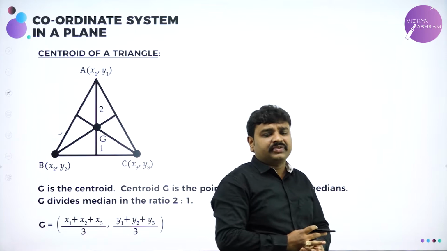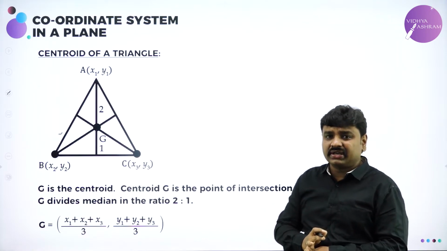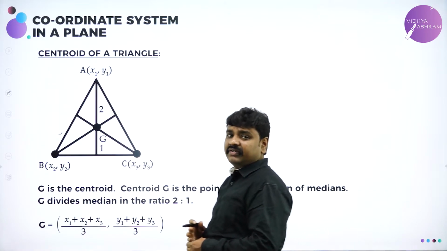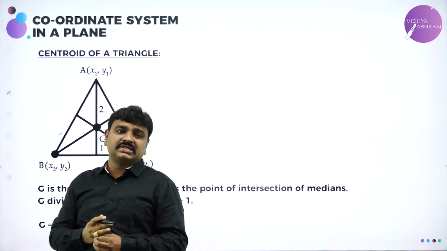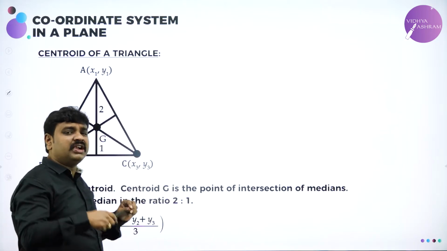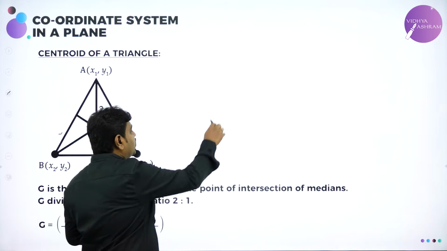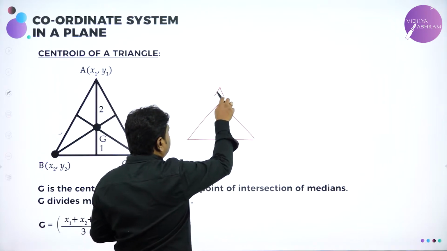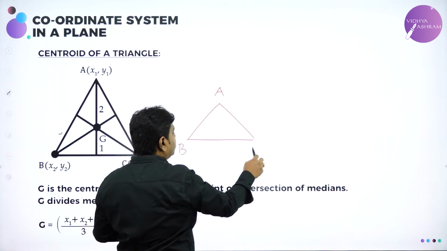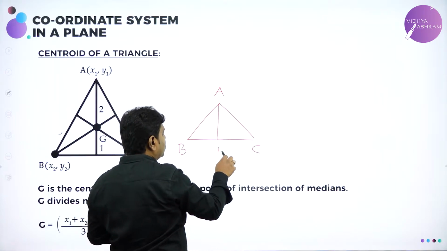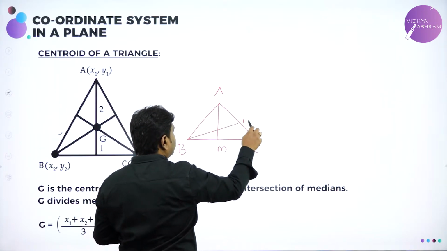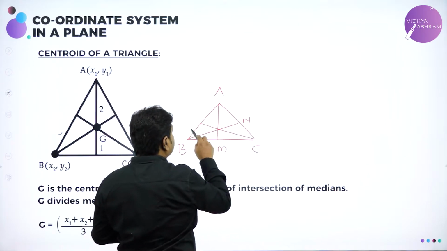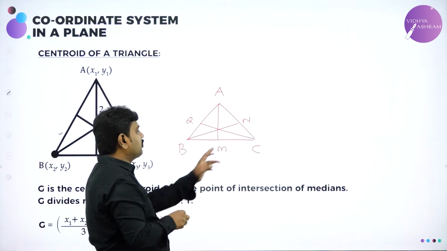What is centroid? Centroid means it is the point of intersection of all the medians of a triangle. For one triangle, how many medians you can draw? So we can draw 3 medians. If I take a triangle ABC, I'll draw medians. So AM is one of the medians, BN is the second median, CQ is the other median.